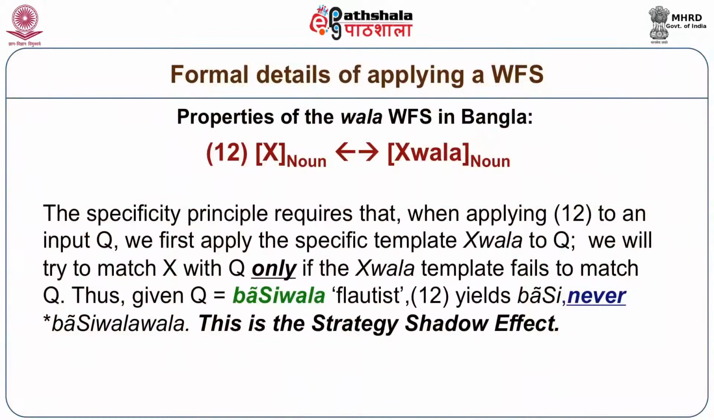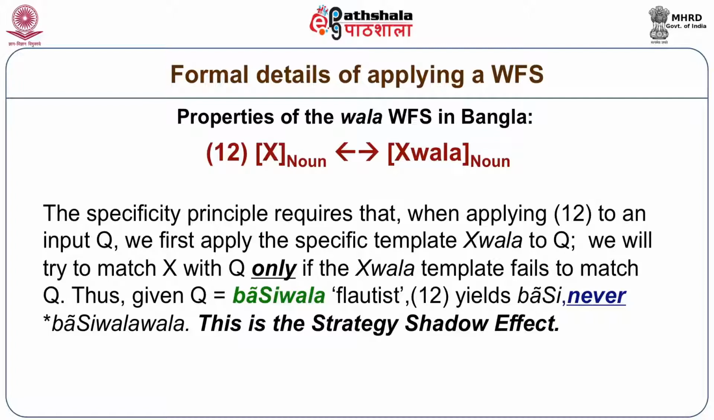Consider a Bangla word formation strategy that takes you between nouns with X and nouns with X-wala. One example of such an X is Bashi, the Bangla word for flute. A Bashi-wala is somebody who sells flutes. Bashi-wala. Now let us look at the strategy in the kind of detail that we have not tried to do in all these modules. Let us look at it really closely.